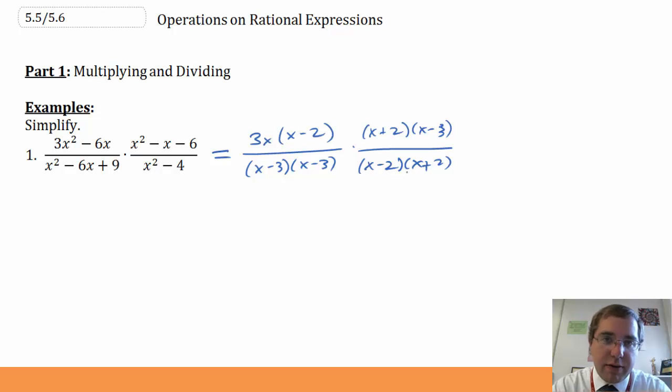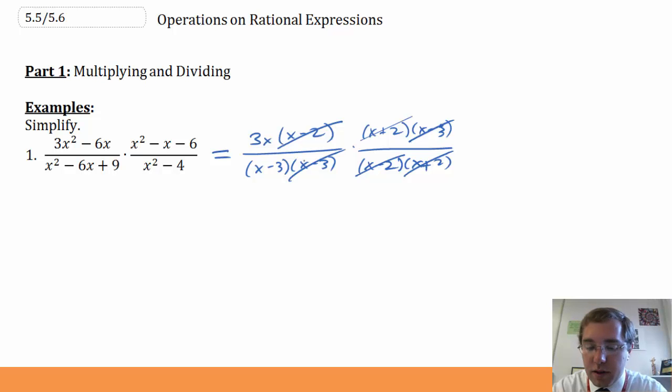Now we have everything factored, and all of those factors are multiplied. So we can cancel common factors if they are on the top and on the bottom, even if they are in separate fractions, because everything is multiplied. The x minus 2 on the top cancels with the x minus 2 on the bottom. The x plus 2 on the top cancels with the x plus 2 on the bottom. The x minus 3 on the top cancels with one of the x minus 3 on the bottom. What does that leave us with? It leaves us with a 3x on the top and x minus 3 on the bottom.